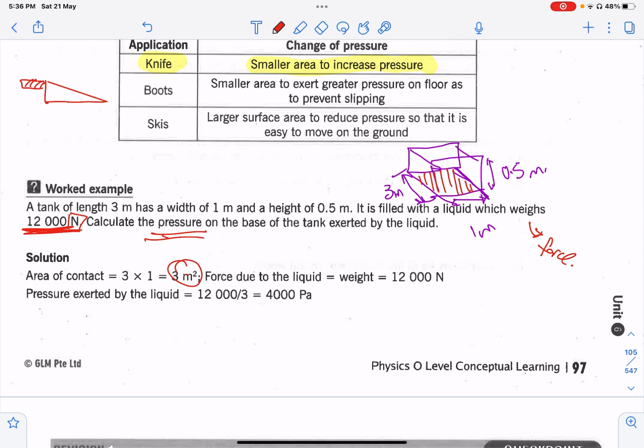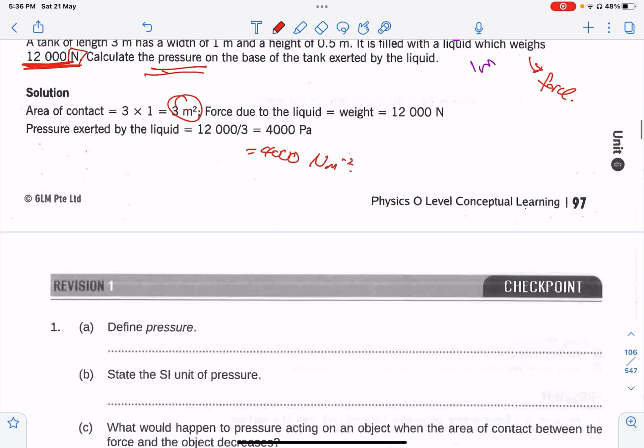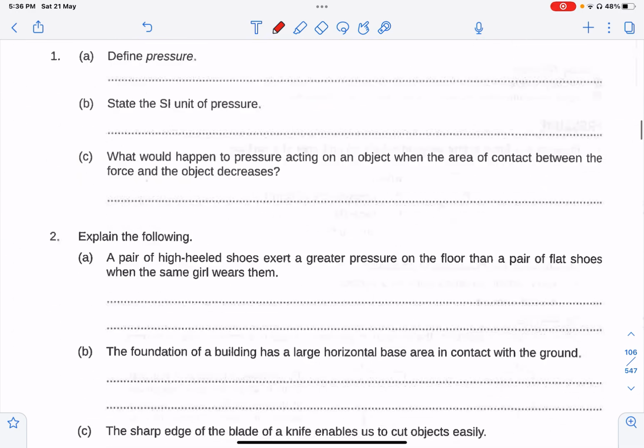Where is the tank placed? The one in red on the diagram shows you the surface of contact we are looking at. So it's 3 times 1 meter, which is 3 meters squared. We have the force, and pressure is just force over area, which is 12,000 divided by 3, you get 4,000 Pascal, or 4,000 Newton per meter square. Okay, so this is one way of looking at it.